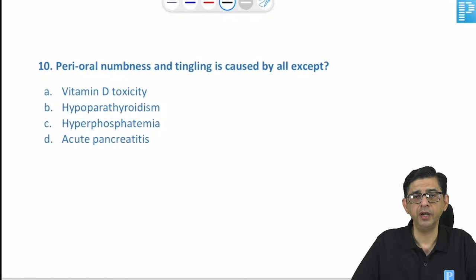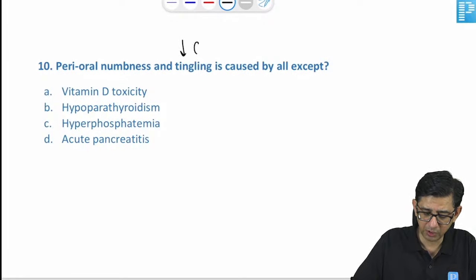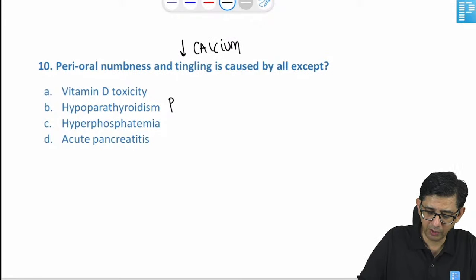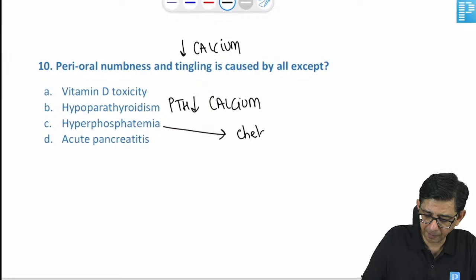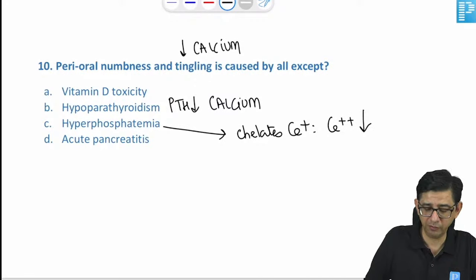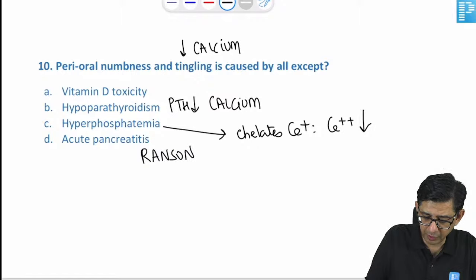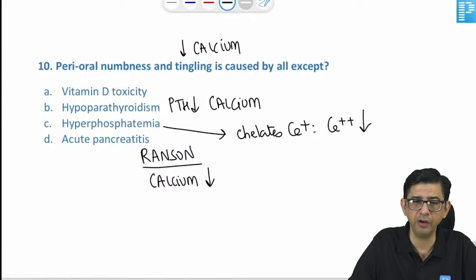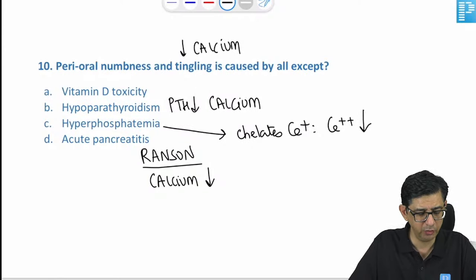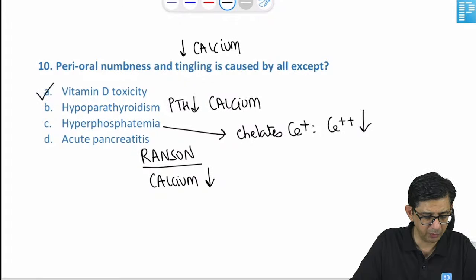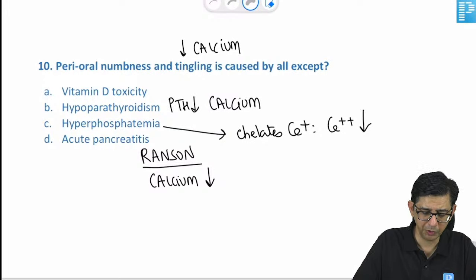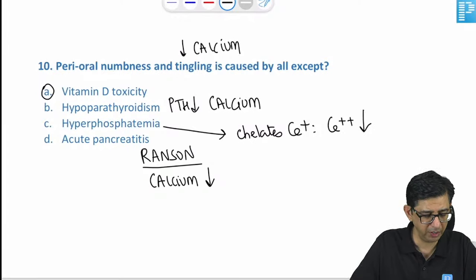Then there is perioral numbness and tingling. This is a feature that is always seen with hypocalcemia. So hypoparathyroidism will have low calcium, understandable. Hyperphosphatemia, the problem is phosphate chelates calcium. And because it chelates calcium, the calcium in the patient will tend to become less. In pancreatitis also, in Ranson scoring, we always read about calcium becoming subsequently low because of the pancreatic enzymes which are released in the peritoneal cavity. They cause calcium to be leached, or calcium values usually are lesser in acute pancreatitis also, as we read in Ranson. The correct answer for this one is saponification, as they say. The correct answer for this one is option number A, vitamin D toxicity, where calcium would be relatively high.